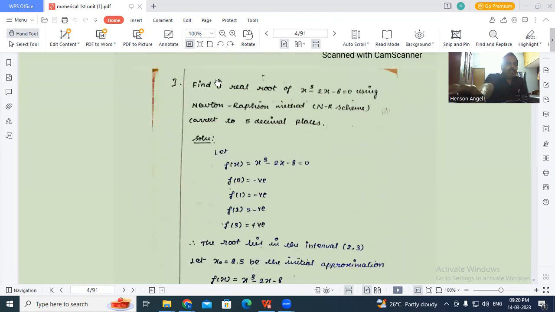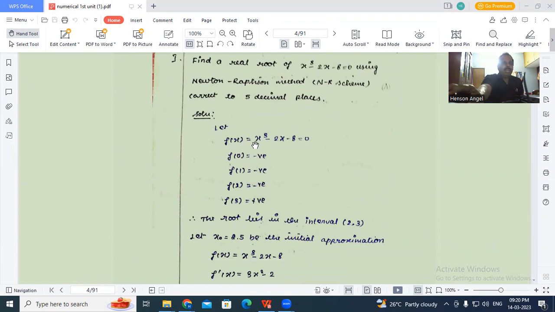Right, this is the problem. Find a real root of x cube minus 2x minus 8 equal to 0 using Newton-Raphson method or NR scheme correct to 5 decimal places. Now we write the solution for this problem. First, you take the given equation as f of x. f of x equal to x cube minus 2x minus 8 equal to 0.